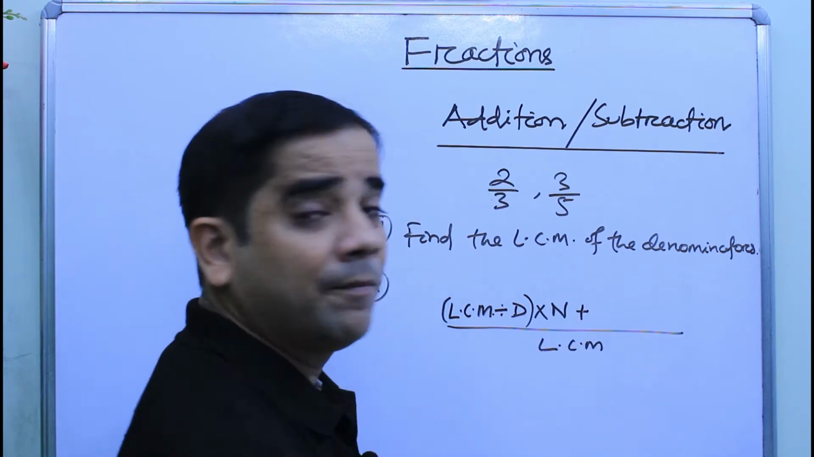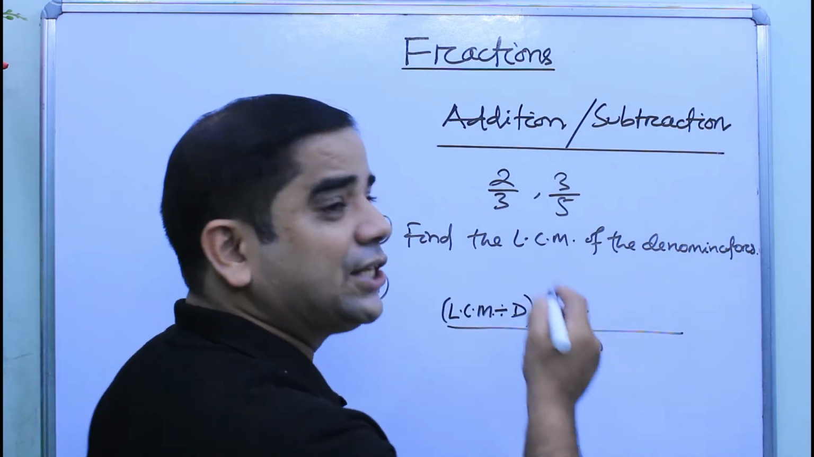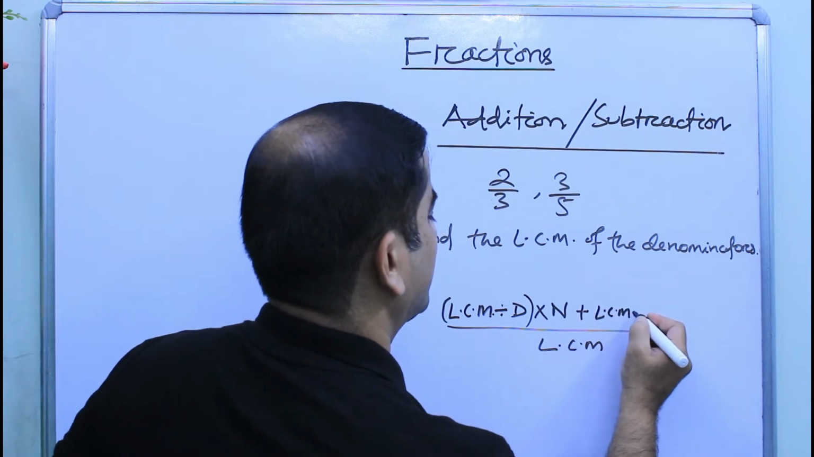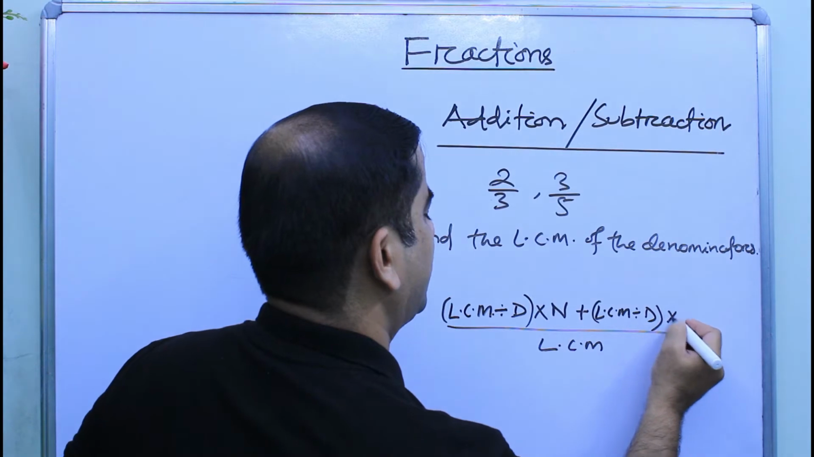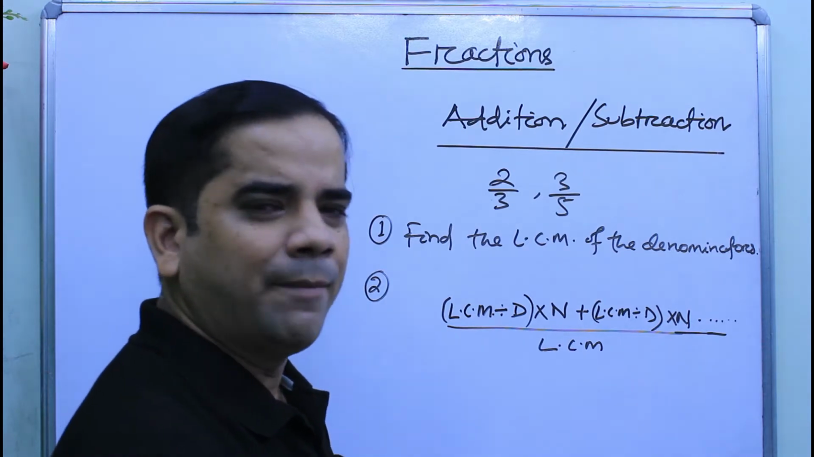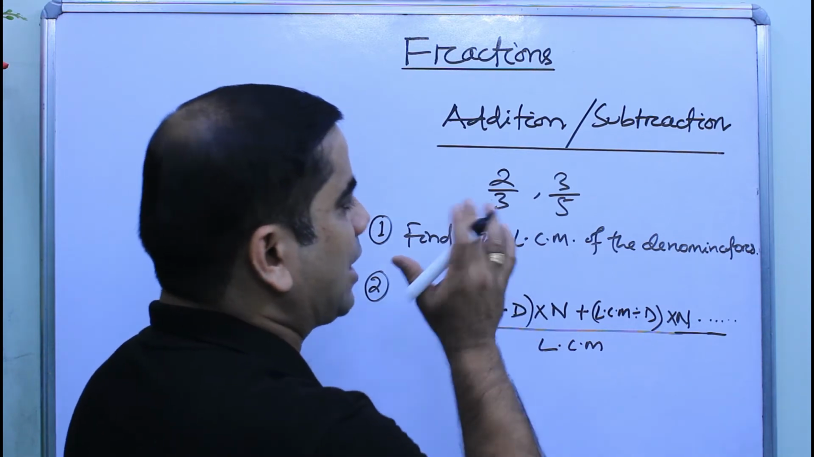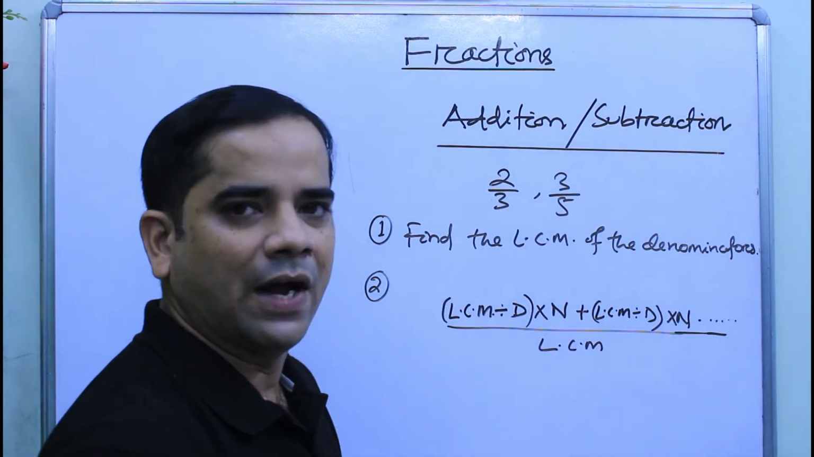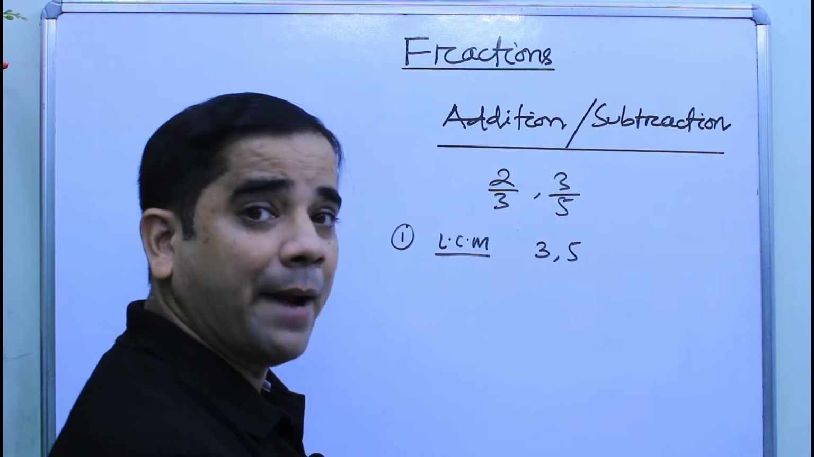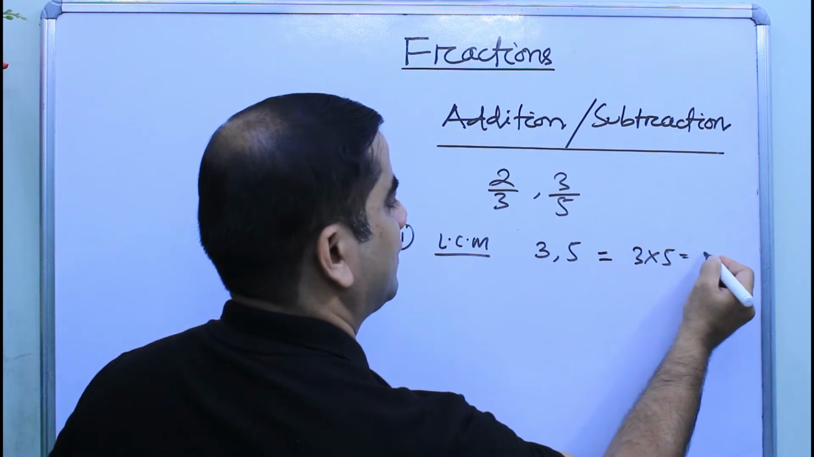Then we need to give the addition symbol. Then we have to do the same procedure for each of the other fractions. So again LCM divided by denominator multiplied by numerator and so on. Okay? So let us now follow the same procedure and find out the sum of 2 by 3 and 3 by 5. Okay? LCM of the denominators, here the denominators are 3 and 5 which are prime numbers, so the LCM is their product. That is equal to 3 into 5, 15.